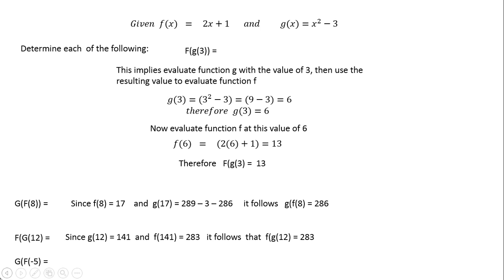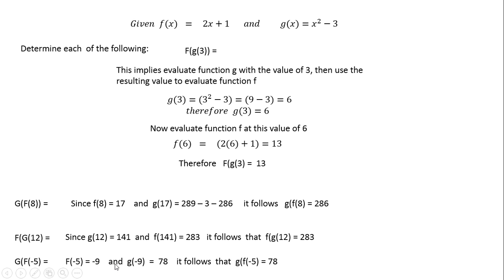g of f of negative 5. Evaluating from the innermost, f of negative 5 is negative 10 plus 1, which is negative 9, and negative 9 into g would be 81 less 3, or 78. So that's what we should find. Let's go back and let you check on that. f of the innermost is evaluated, and the result of that is plugged into the outermost expression. The innermost being f of negative 5, resulting in negative 9, that is then plugged into g for the final evaluation.